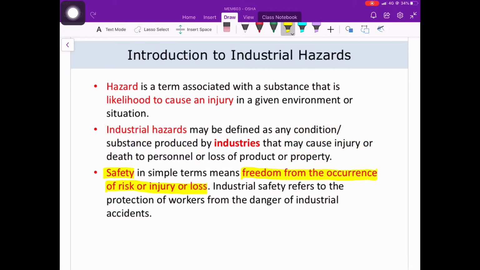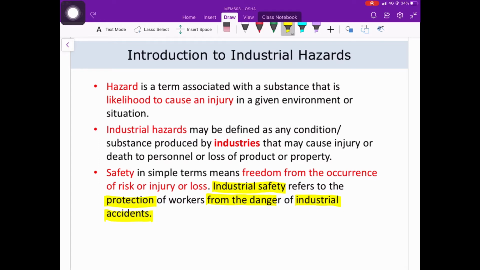In the previous discussion, the terms safety and health have been discussed. Safety is normally concerned with injury-causing situations or hazards to humans that result from sudden severe conditions. Or, in simple terms, safety means freedom from the occurrence of risk or injury or loss.